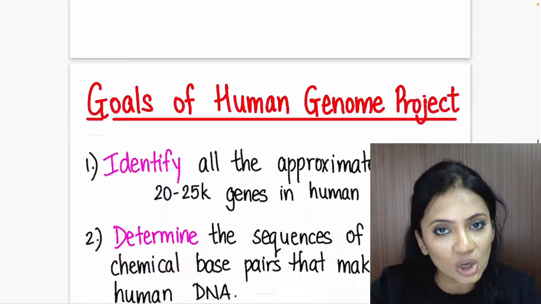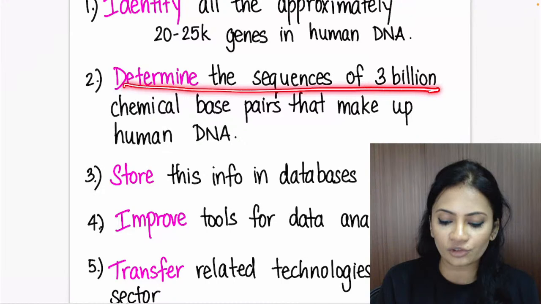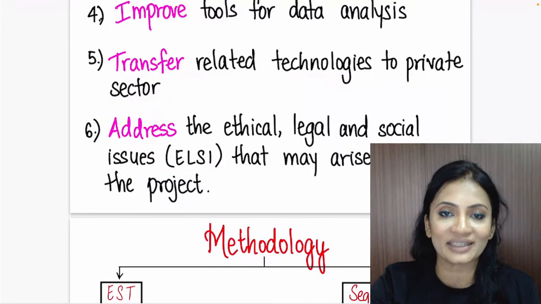Fine. What were the goals? Identify all the 20 to 25 thousand genes in humans. Determine the sequences of the 3 billion base pairs. Store the information in a database. Improve tools for data analysis and transfer the technologies to the private sector. The money is all in the private sector.